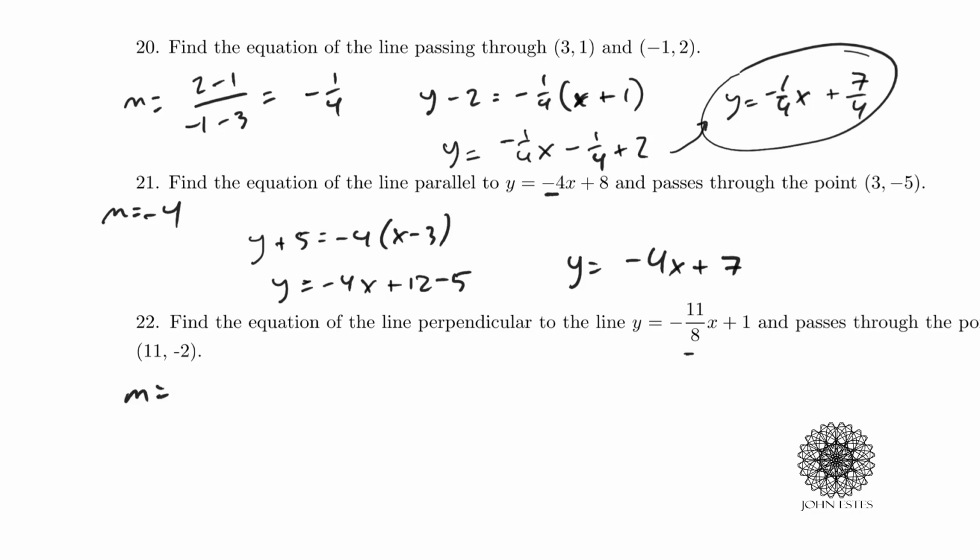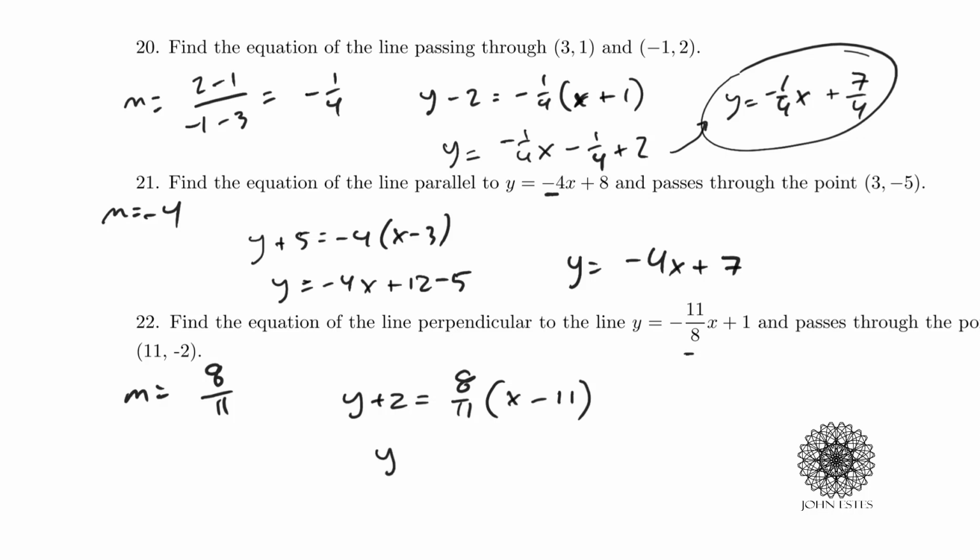Okay, number 22, similar to that, but this time we have a perpendicular line. I know that my slope is going to be positive 8/11, because remember, perpendicular lines have negative reciprocal slopes. So then I have y minus a negative 2, which is y plus 2, equals 8/11, which is normally ugly. Here, though, I think they made it easy on us, right?